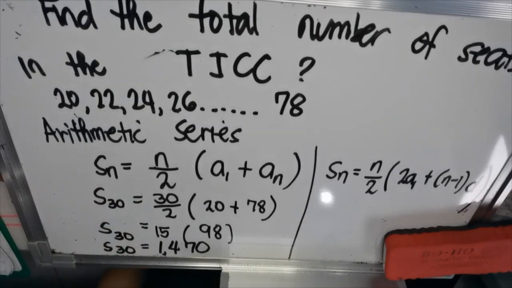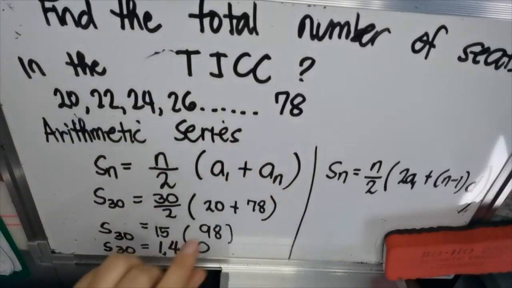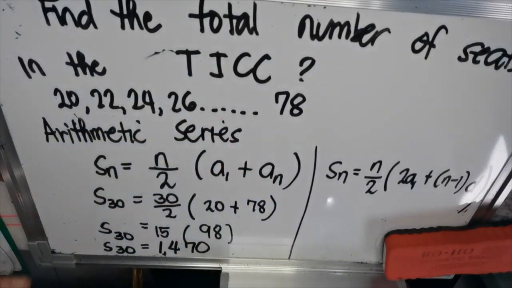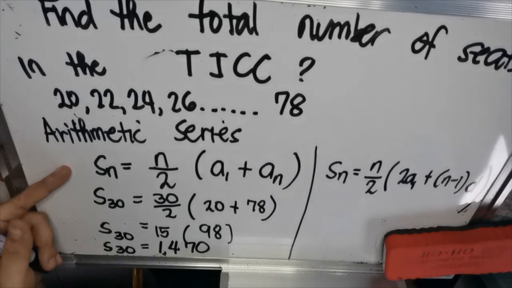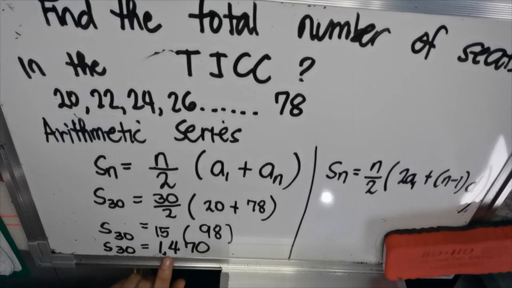O, diba? Kung yan ay inadd nyo ng manual, simula 20, 22, 24, 26, hanggang makarating ka ng 78. O, diba? Medyo hassle. So, kaya, gamitan natin siya ng formula. Diba? Mas napadali. So, we have here, 1,470.